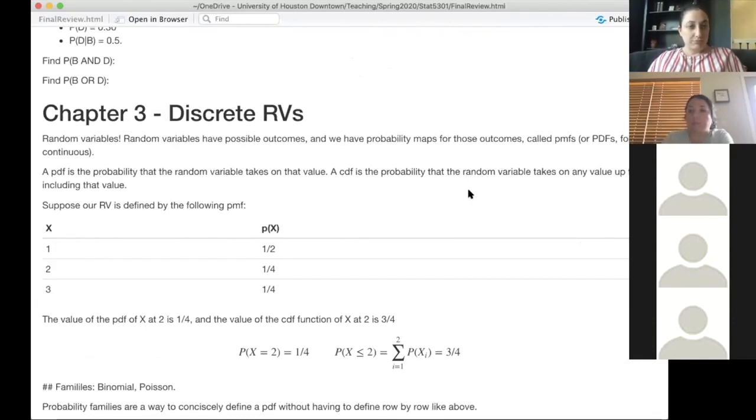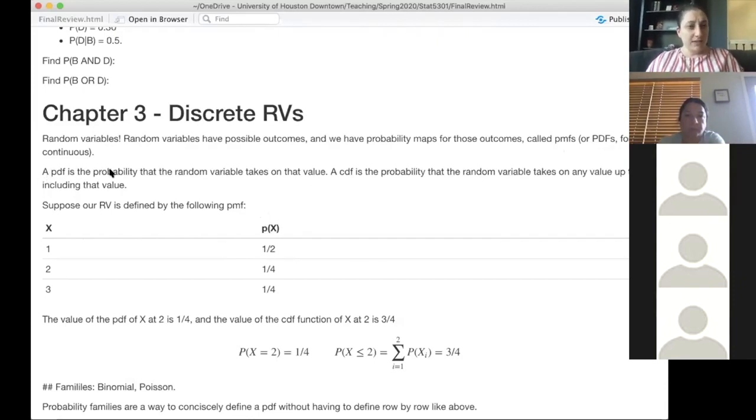So chapter 3 is where we start talking about random variables, which you're now super pros at. You're good. These random variables are essentially a map where we go from our possible outcomes to the probabilities of those outcomes. We've got our possible outcomes of X and then our probability maps for these outcomes, called PMFs or PDFs once we get into continuous variables.